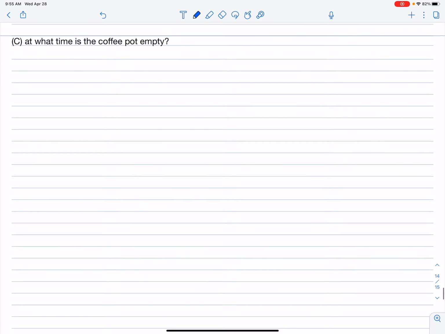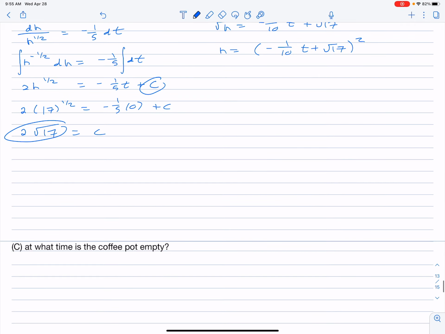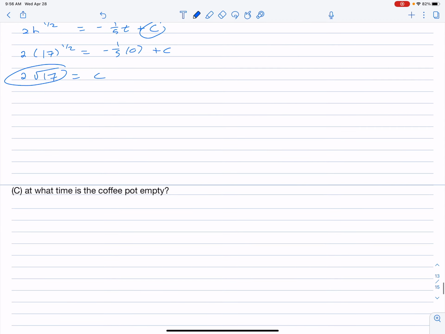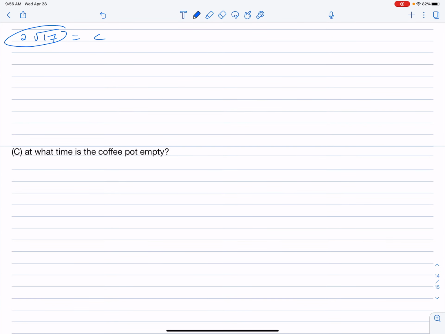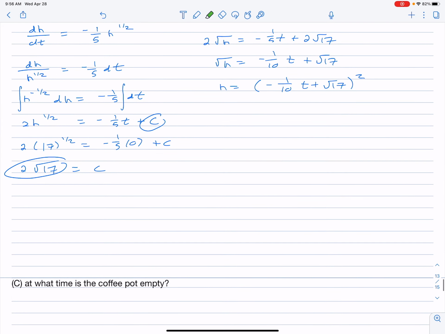Let's move on to letter C. At what time is the coffee pot empty? Now, this one's kind of a weird one in that I don't even understand why they're necessarily asking it. I guess the reason they're asking it is they want to determine if you know what equation to use. Otherwise it's not much of a question, because this thing is empty, I think you guys would agree, when the height is 0. So we want the height function. Well, we just found that. This is our height function.